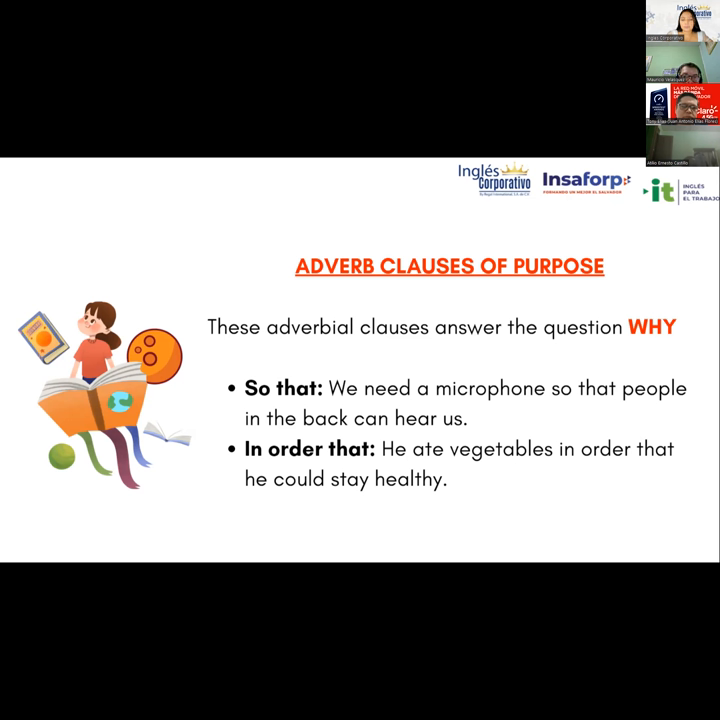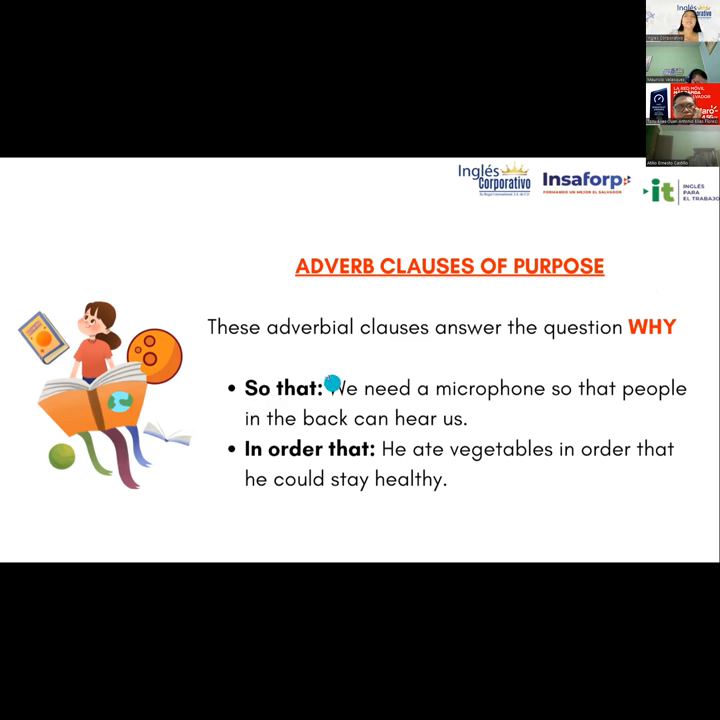In order that he could stay healthy. Thank you, Maurice. Okay, guys. So those are our adverb clauses of purpose, right? So they indicate a purpose. So we have two: so that and in order that.